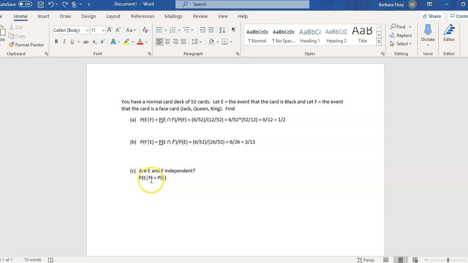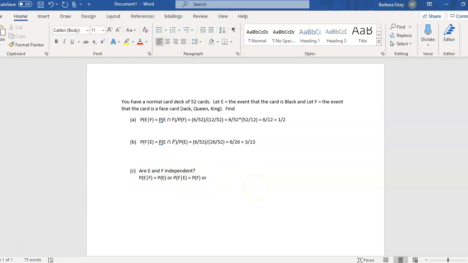So notice that the first part of the conditional probability is equal to the first part without any condition. So in other words, F doesn't in any way change the probability of E. Now that's one, or we could do the reverse of that. So in other words, either one of those would prove that it was independent.